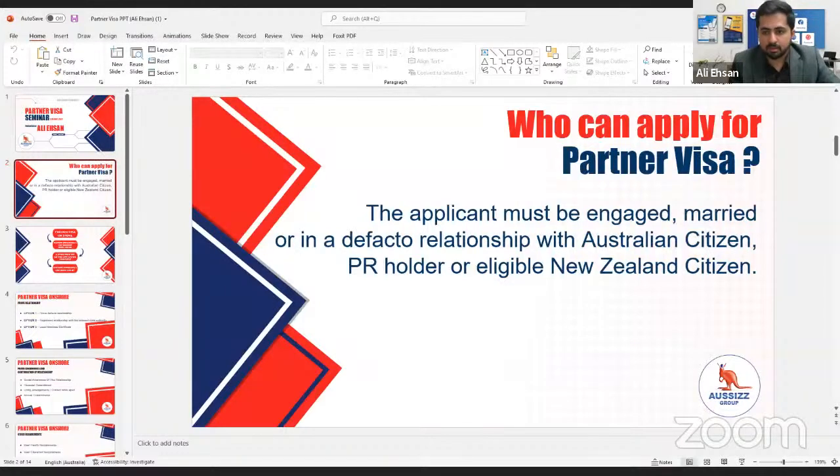Now, there are three types of partner visas, or three ways. If you are in Australia at the time of lodgement of your visa application, you can go for onshore partner visa. If you are offshore at the time of lodgement, then it's offshore partner visa. And the third is prospective marriage visa, and I'll be discussing all three.